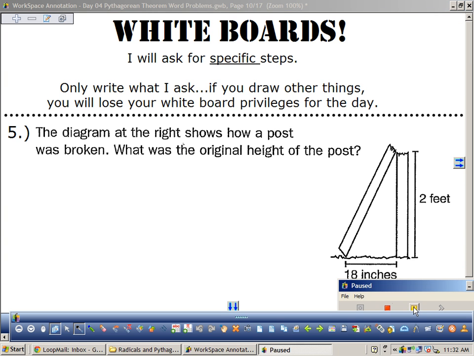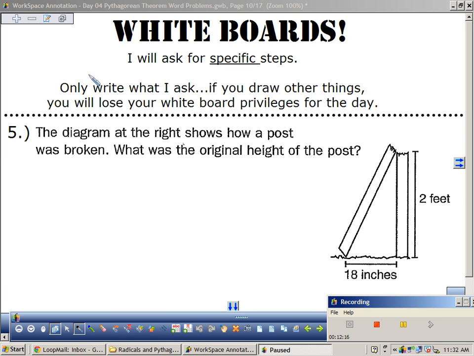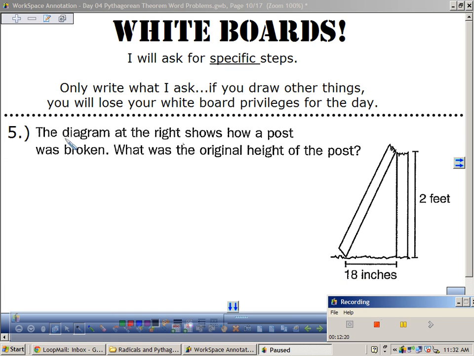Make sure you write that down. All right, so let's read this one very carefully. I want you guys to do this on your own. Forget the whiteboard part. The diagram at the right shows how a post was broken. So see how it used to be a really tall post here?